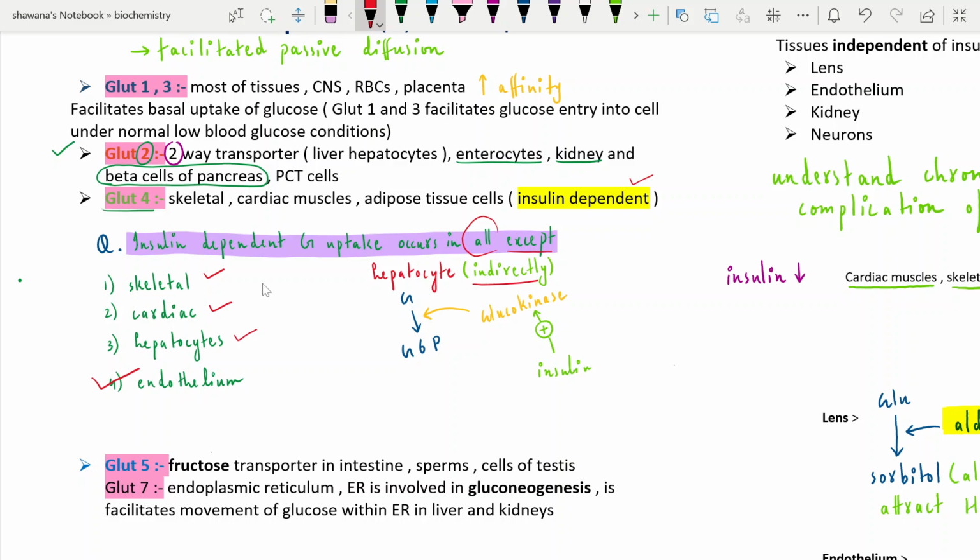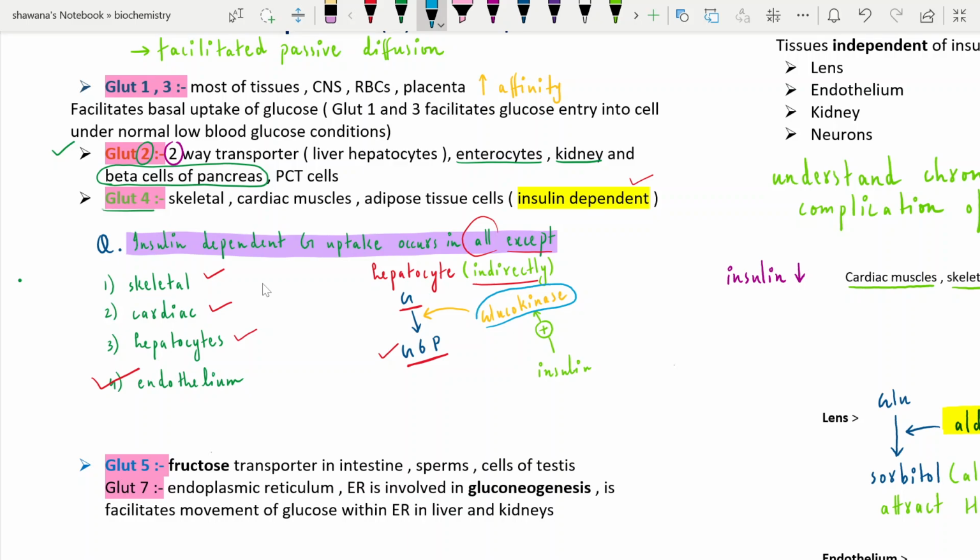Endothelial cells are not insulin dependent for glucose transport. Why are hepatocytes dependent on insulin? Because when glucose enters the hepatocytes, it is immediately converted into glucose 6-phosphate. Glucose 6-phosphate is the storage form of glucose. It means that when glucose is in this state, it is stored and trapped. It cannot move outside the cell, and this process is facilitated by an enzyme known as glucokinase.